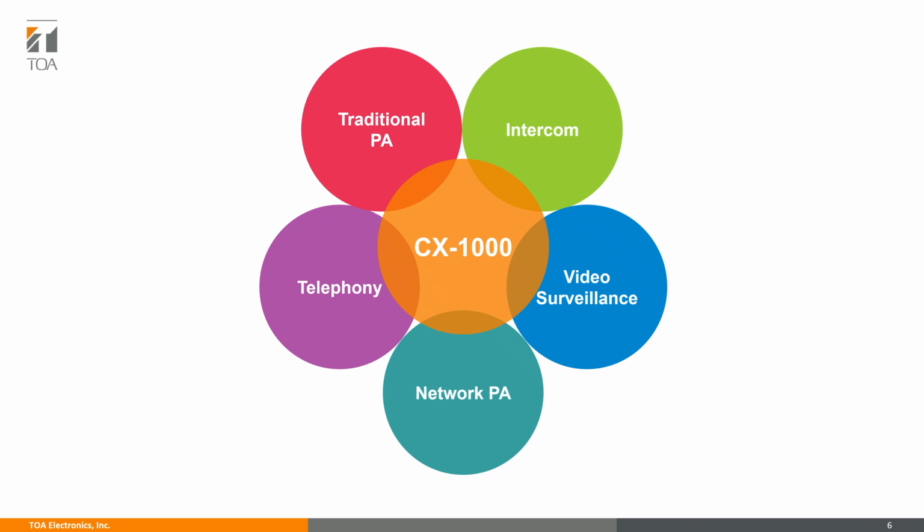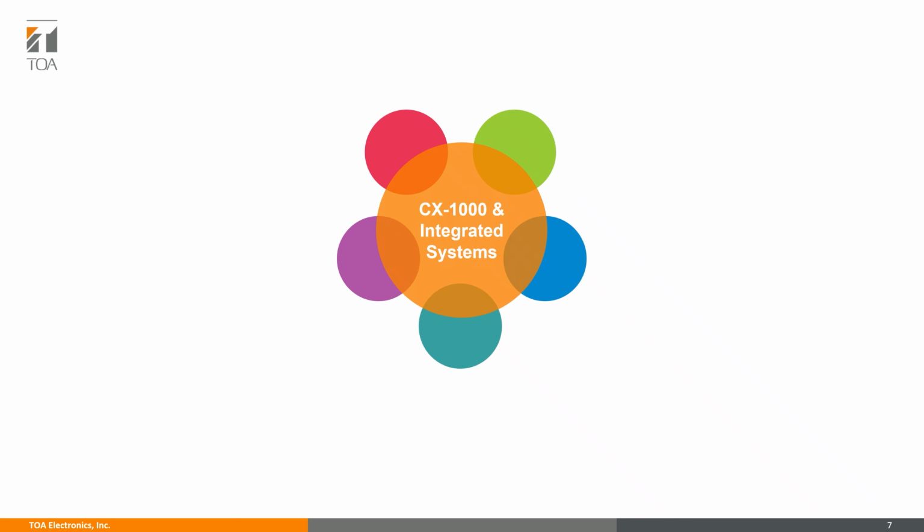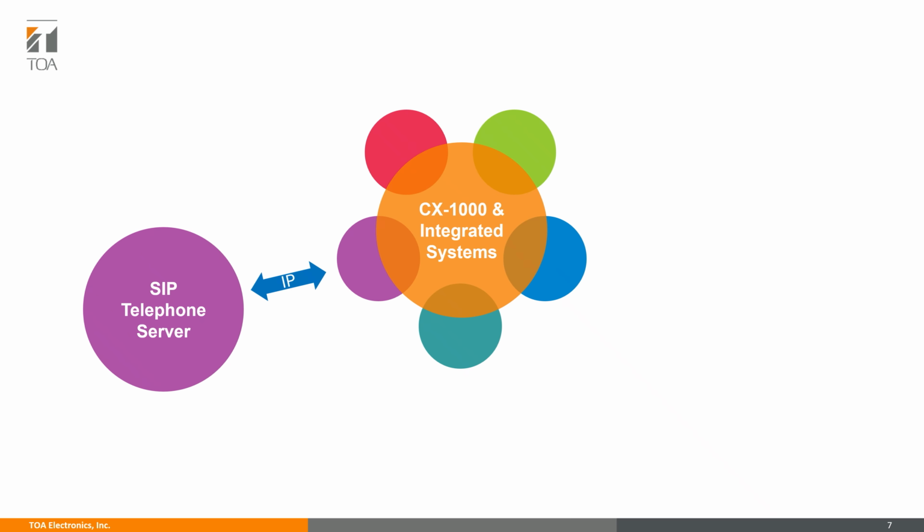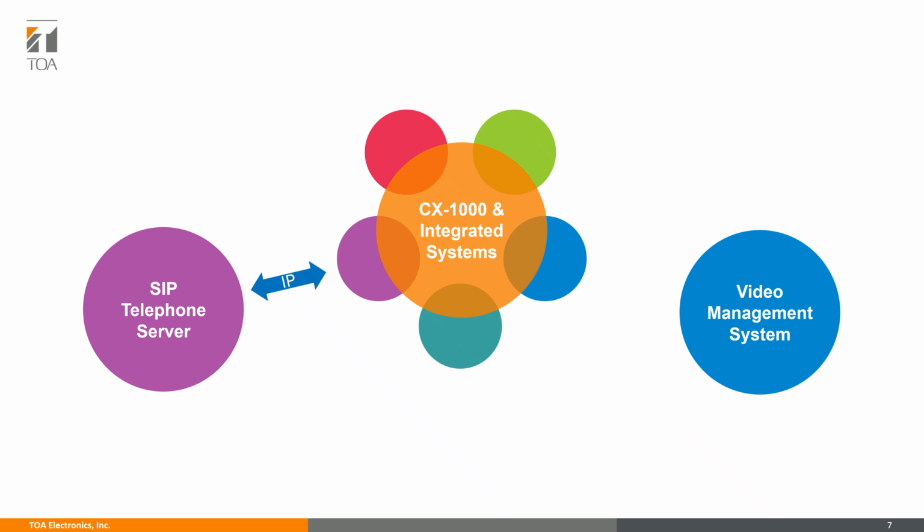But keep in mind that as sophisticated as this system is, it can't replace everything. It can't replace an entire telephone system. But if we have a telephone server, it can still integrate with the CX-1000. Furthermore, the CX-1000 cannot replace a video management system or an NVR. However, thanks to its seamless network integration, you won't need to purchase video or audio equipment a second time.